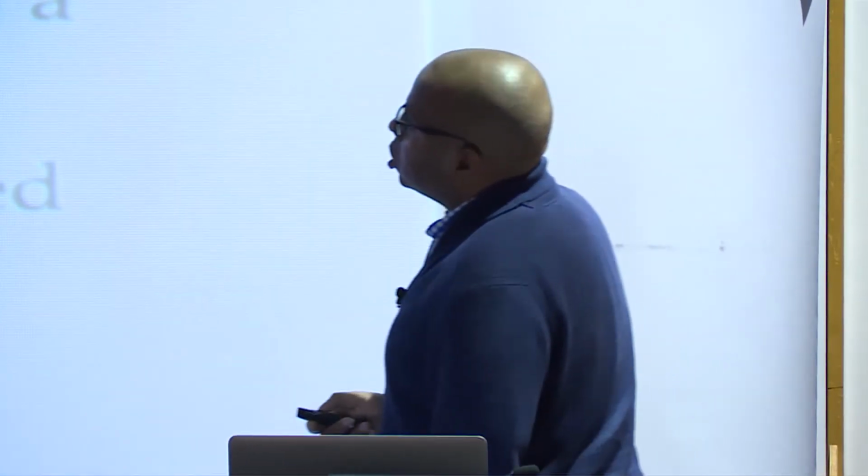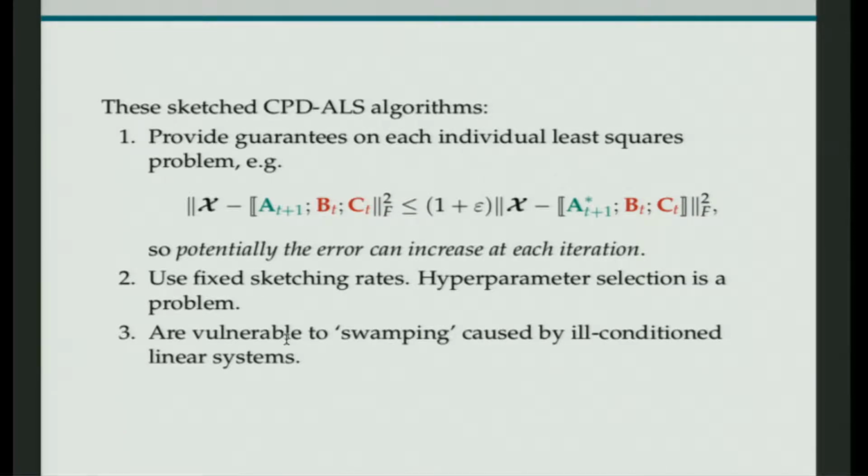Okay, so both of these sketch CPD ALS algorithms provide guarantees on the individual least squares problems. So basically at every iteration or every subproblem, what they guarantee is that if I exactly solved that subproblem, it would only be slightly better than my approximate solve. Okay, but this sort of guarantee is not really useful in the context of an iterative algorithm, because potentially this can allow the error to increase at each iteration, right? Because it's not comparing to the error of the previous factors, it's comparing to the error of the optimal factors.